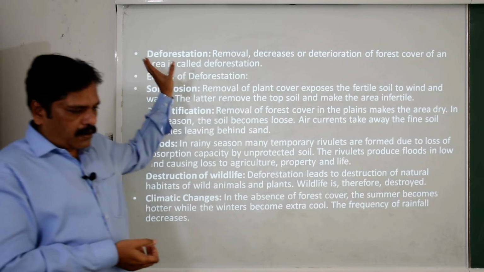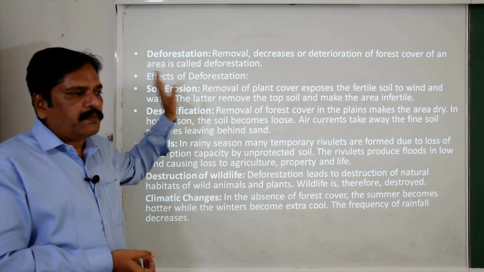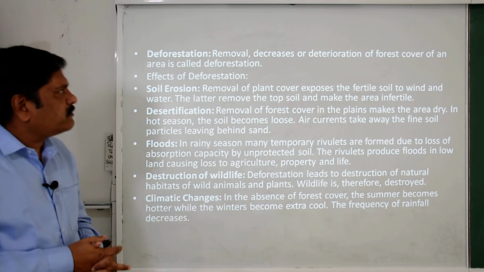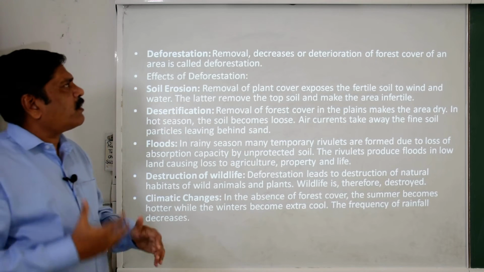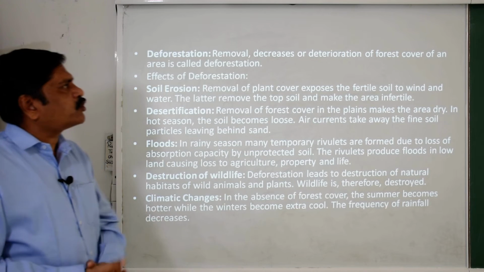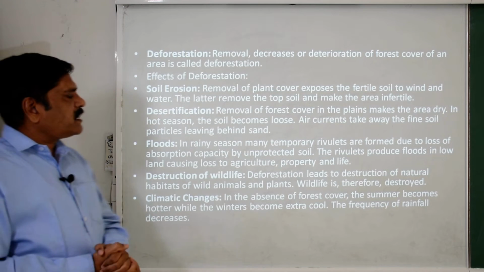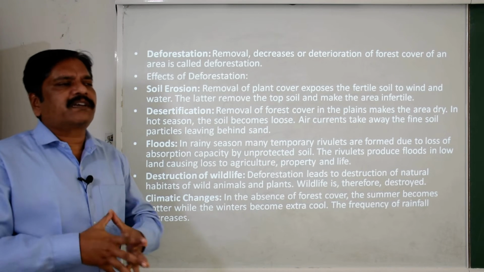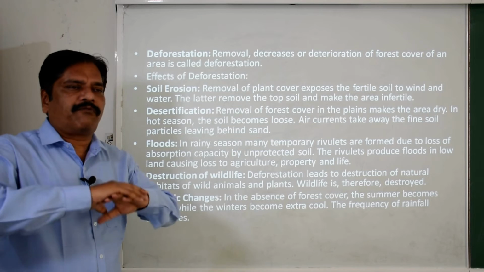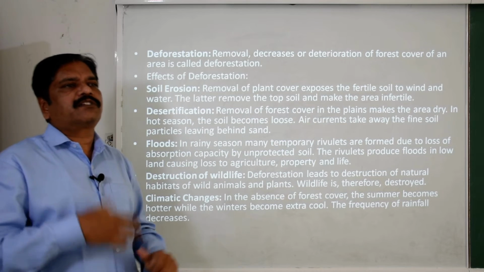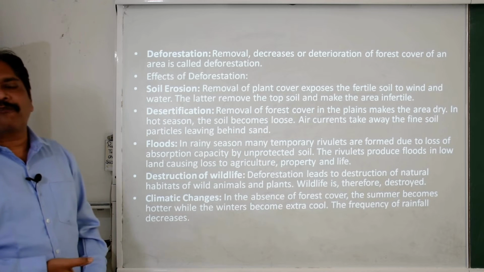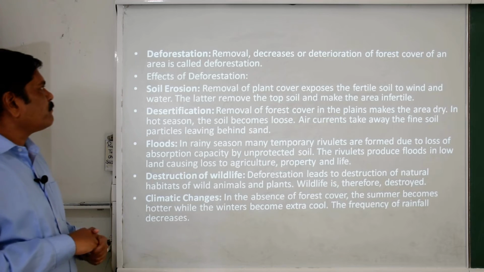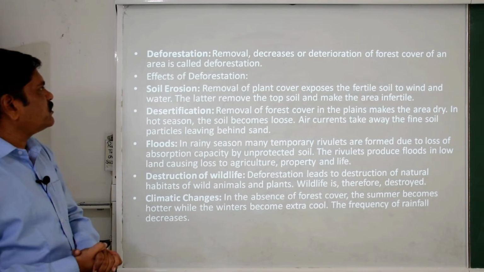Clear? Now, one of the biggest problems is deforestation. The removal, decrease or deterioration of the forest cover of an area is called deforestation. Not thoughtful cutting, but cutting on a vast level, on such a huge scale, is responsible for making such an area barren or naked of forest cover. So what are the effects of deforestation?